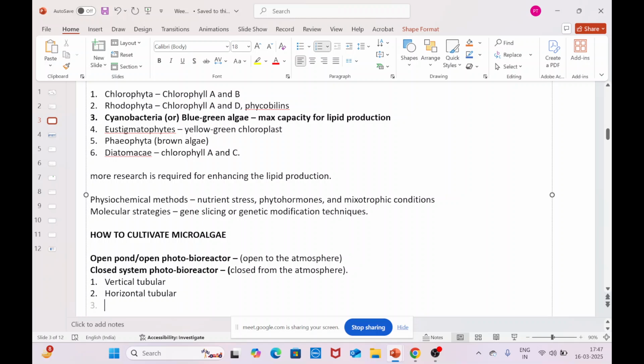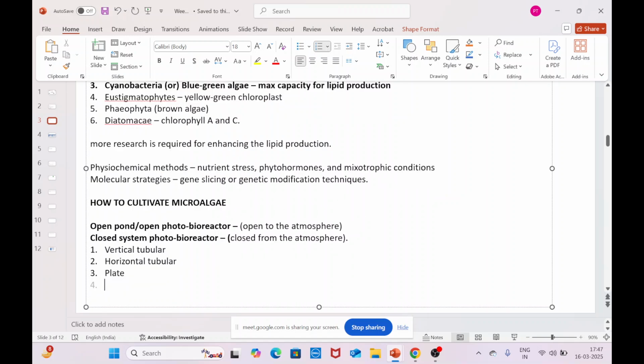Then next, flat plate, flat panel type, and another one is the plastic bag system.